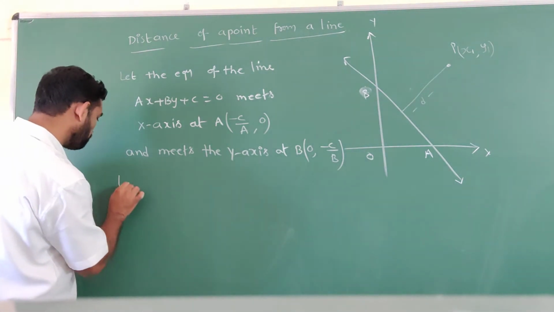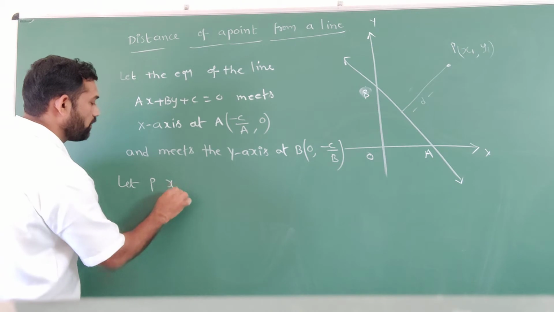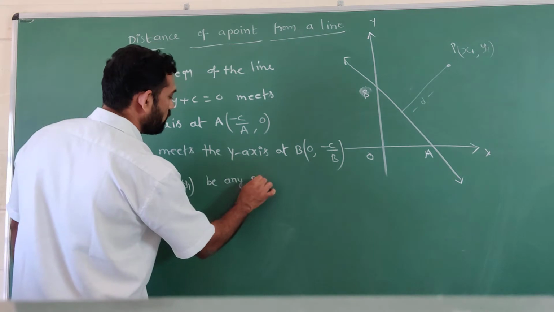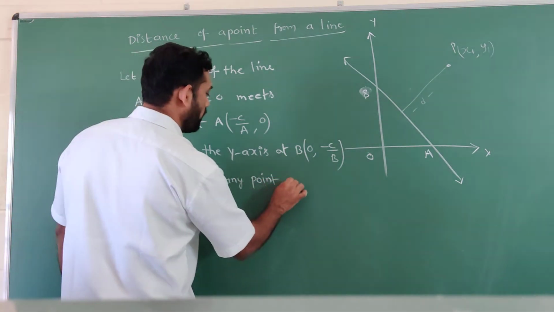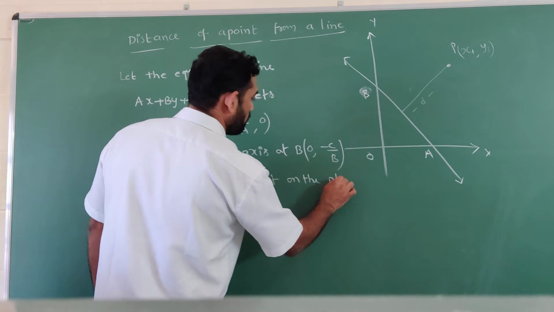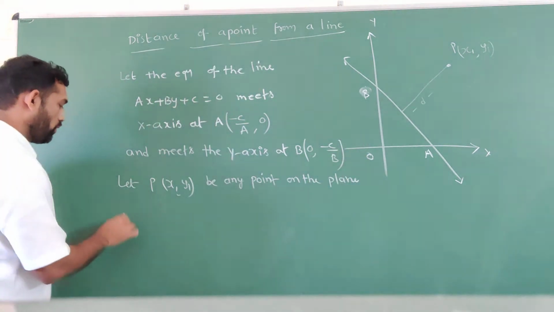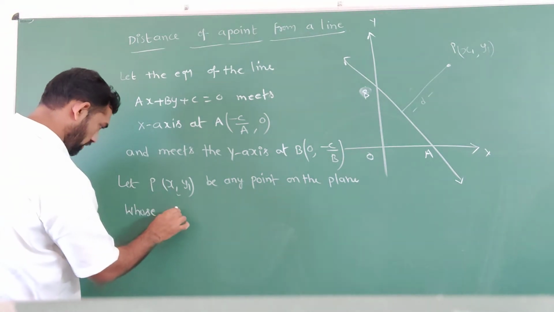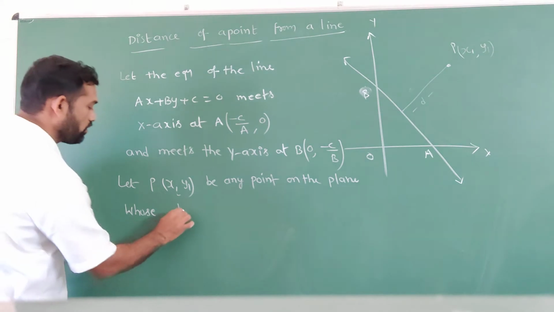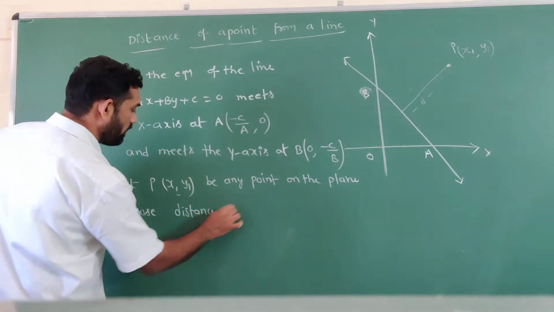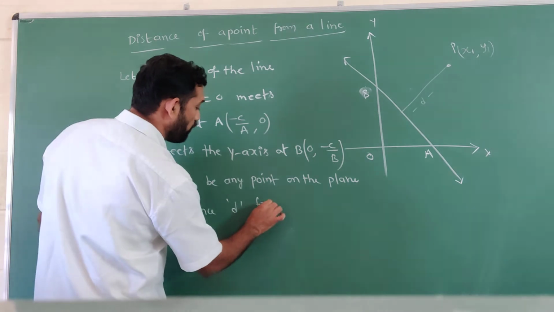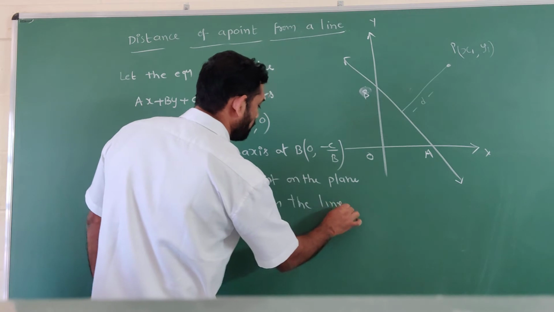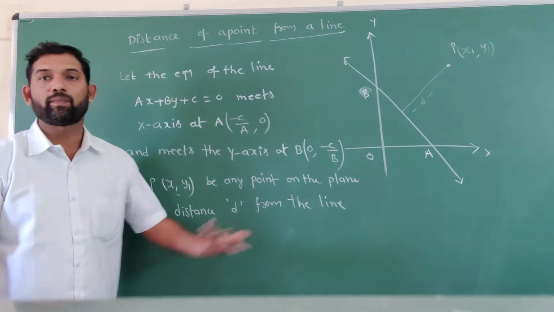Okay, let P (x1, y1) be any point on the plane whose distance from the line is d.